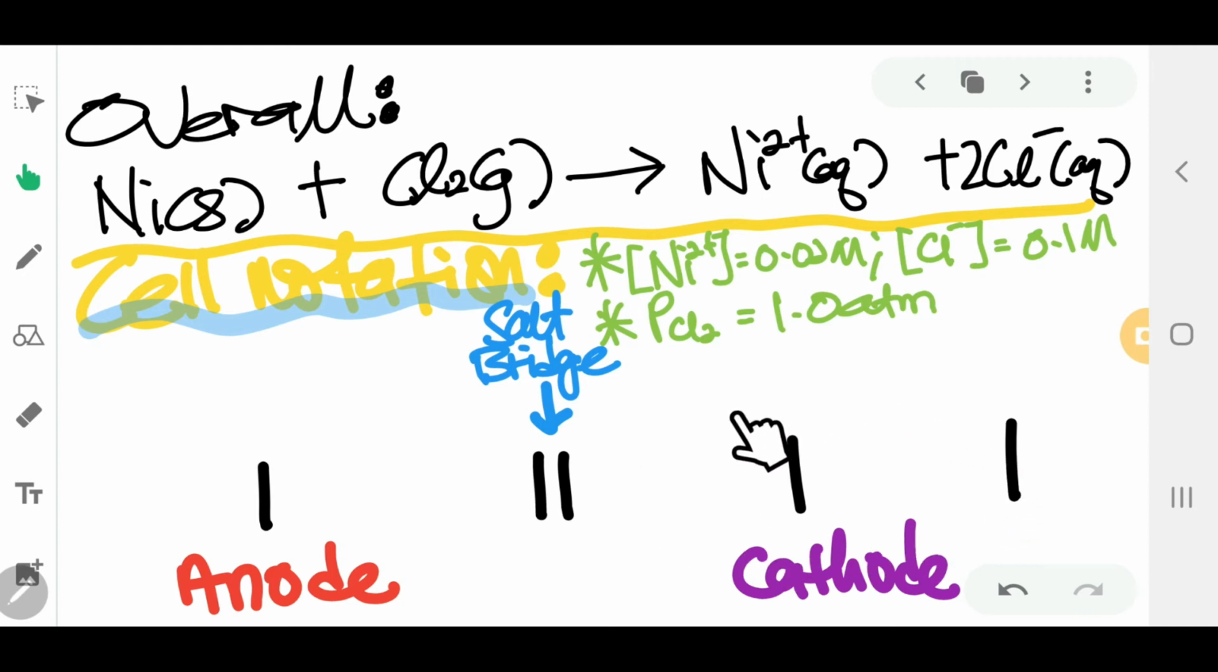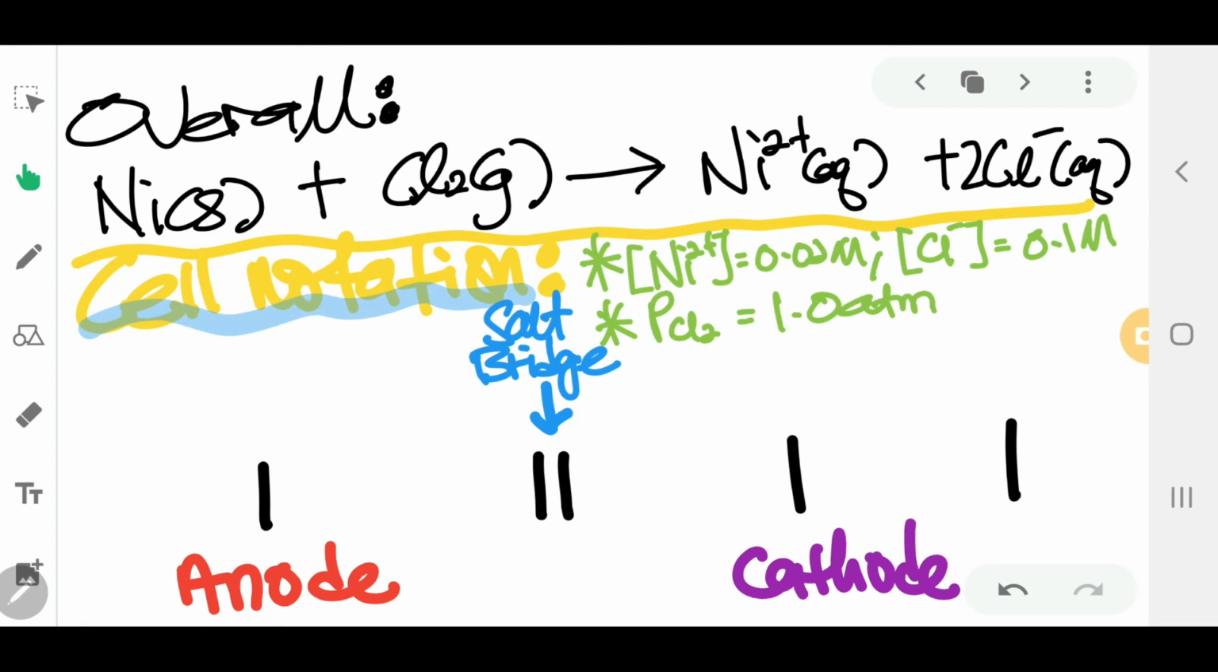Because at the cathode, the gas will be undergoing the process of reduction by gaining electrons. And since at the cathode you're going to be involving the gas, you need to have a platinum wire over here. Okay, so we're going to do that afterwards. And let's say you have the concentration of the Ni2 plus aqueous 0.02 molar and the concentration of Cl minus 0.1 molar, and the partial pressure for the chlorine gas is given as 1.0 atmospheric pressure.